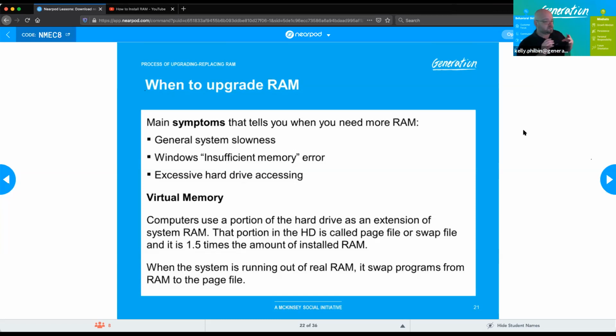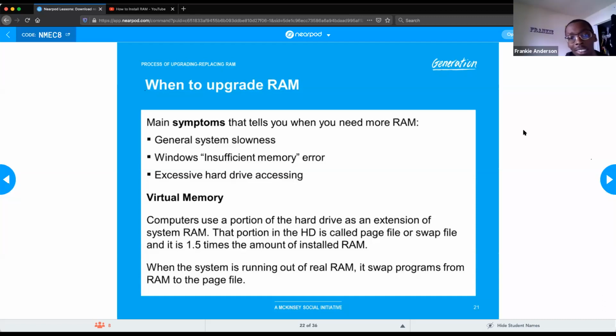And if you have an already almost full hard drive, then that computer doesn't have much space to work with. So that can slow you down even more, or even give you your insufficient memory error that it's showing right here. So heavy hard drive access, where it's constantly trying to read and write to that hard drive, tells you that you've basically run out of RAM and your computer is now using what is called virtual memory. Does this make sense to everyone?